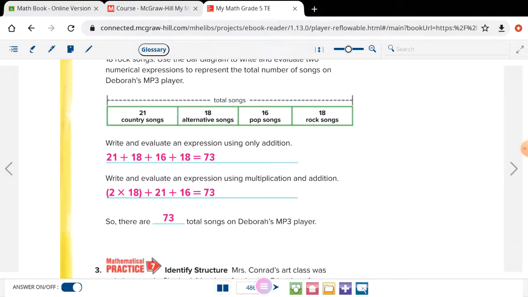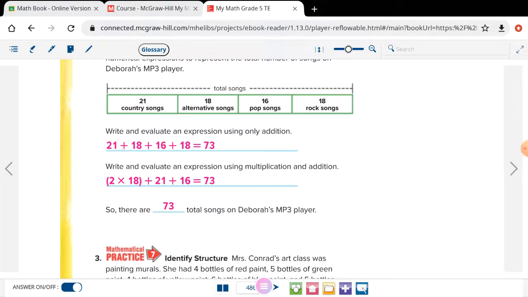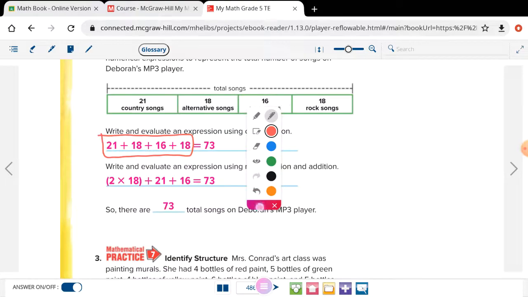You have it. 20, 21 plus 18 plus 16 plus 18. What does your work look like? A triangle. Upside down triangle, okay? Now, is it okay if you had these numbers in a different order? Yes, it's okay if you had those numbers in a different order.